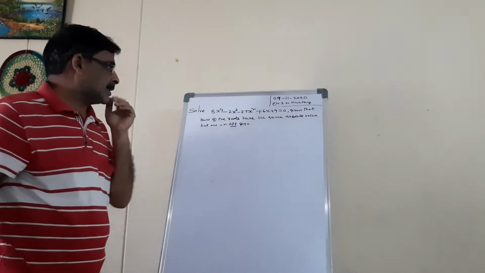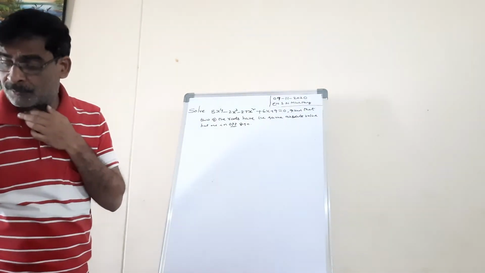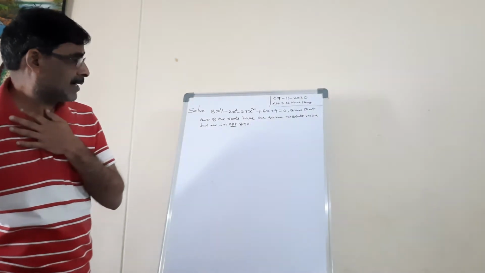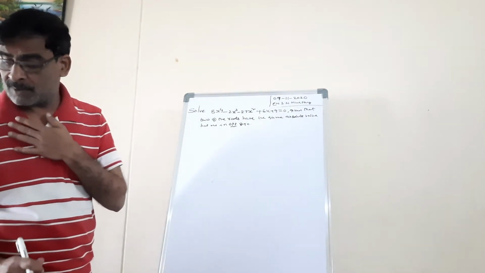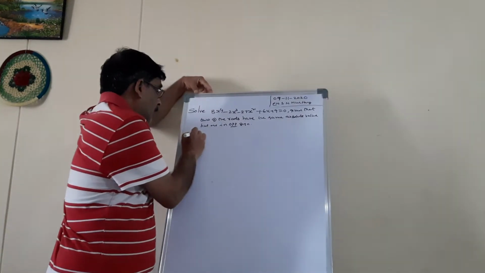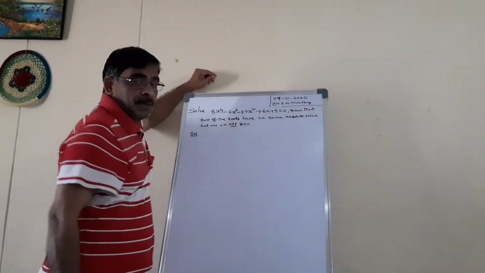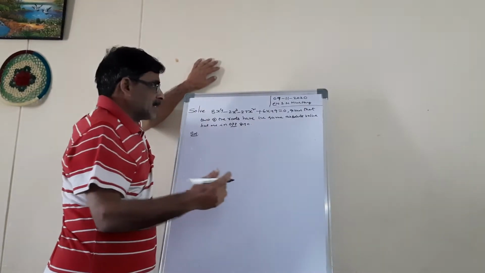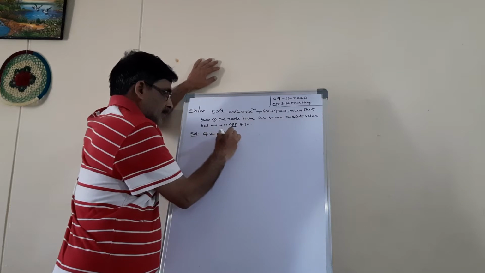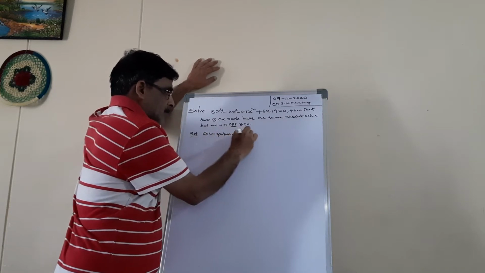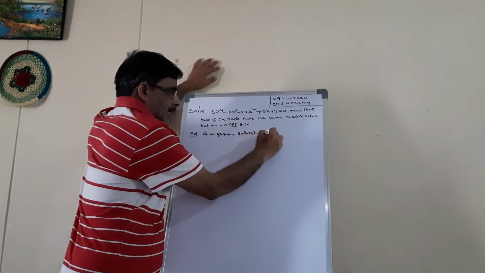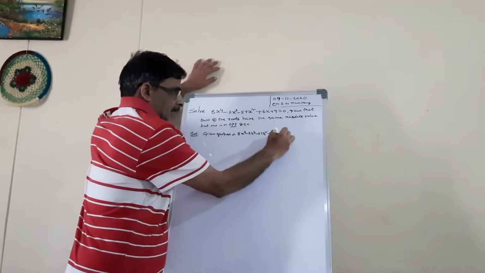Let me read the problem once again. 8x to the power of 4 minus 2x cube minus 27x square plus 6x plus 9 equal to 0. Okay, this is the problem. See, how to solve the problem. First you write the given information. Given equation is 8x to the power of 4 minus 2x cube minus 27x square plus 6x plus 9 equal to 0.